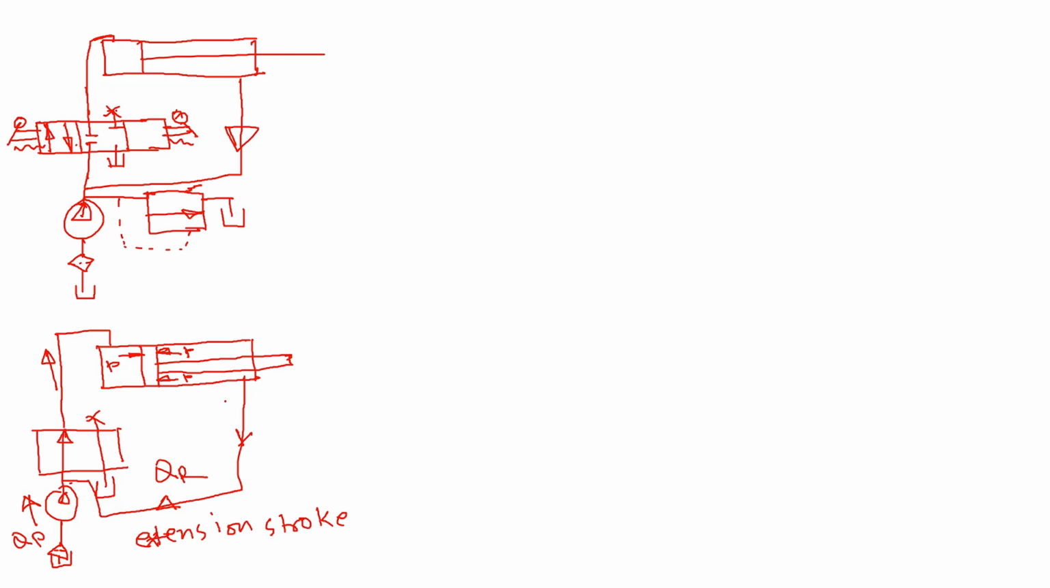So instead of dumping the return flow in the reservoir, like in the earlier cases we have seen, we connect it right after the pump. So what happened? It adds the flow. The total flow QT we can write as QP plus Q regenerative. So that is the total flow for the regenerative circuit. When we set up like this, during the extension stroke, the total flow is QP plus QR.